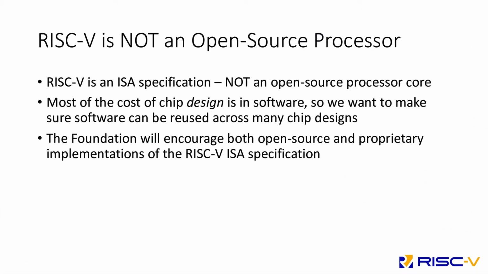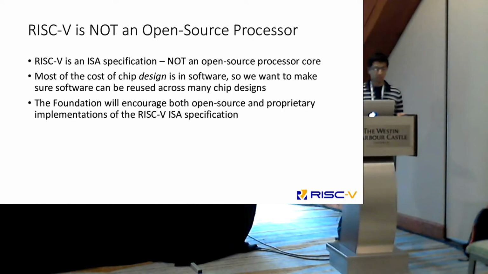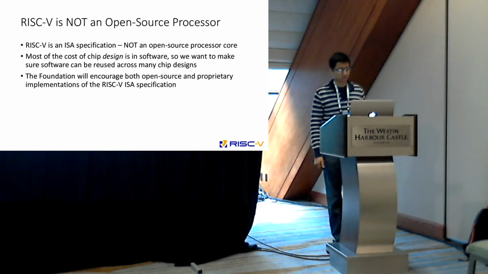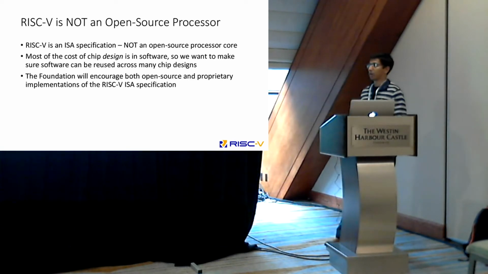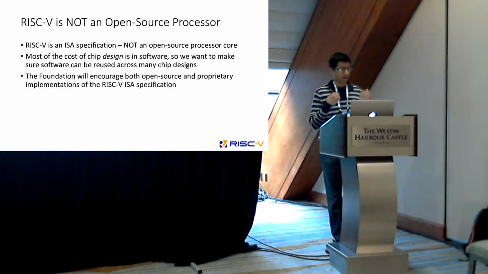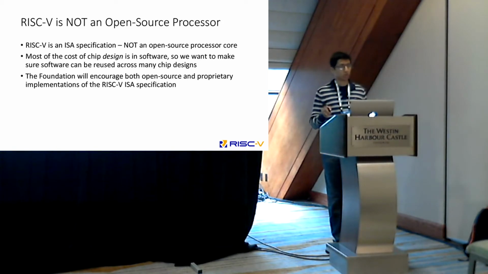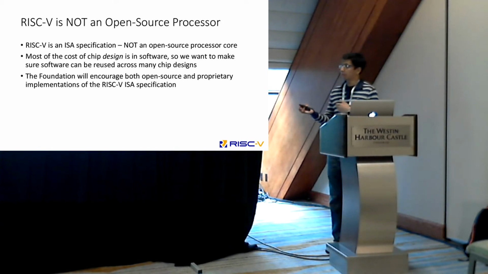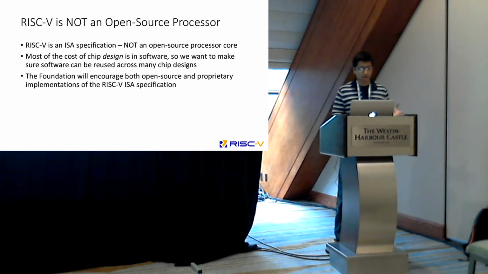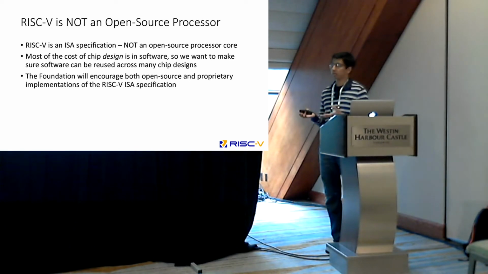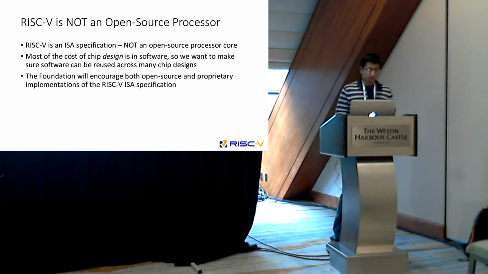So what is RISC-V not? It's important to distinguish the fact that RISC-V is not an open source processor. It's just an ISA specification, not any set of cores. At Berkeley, we do develop open source cores that implement the RISC-V ISA, but the ISA stands alone. It's its own entity, and it's open source because anybody is allowed to implement things that conform to the ISA, and you won't get sued for implementing a RISC-V core, for example.